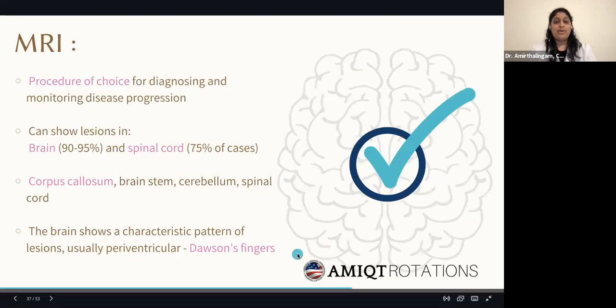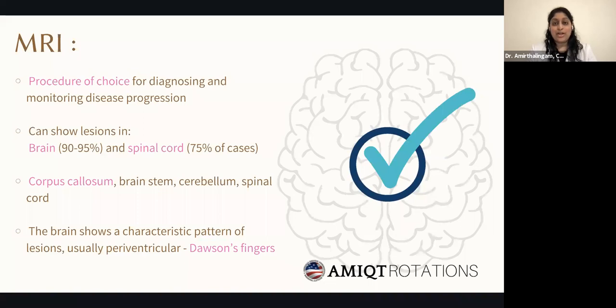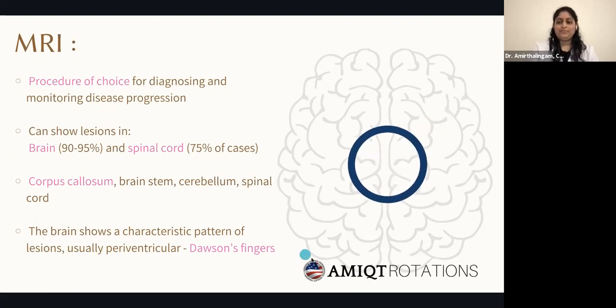Now moving on to MRI. MRI is actually the procedure of choice for diagnosis and also for monitoring the disease progression. This can show lesions in the brain in about 90 to 95% of the cases, and also in the spinal cord in 75% of the cases. We can also see lesions in the corpus callosum, the brainstem, and the cerebellum as well. The important characteristic finding that we can note is periventricular lesions in Dawson's fingers, which I'm going to show later on.